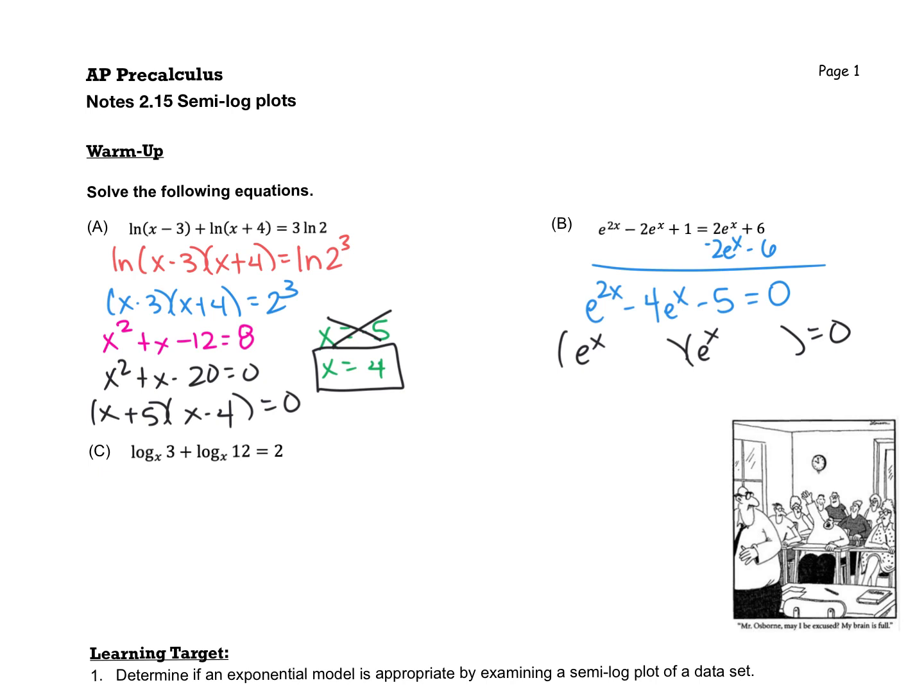And let's figure out the factors we need. What would multiply to negative 5 but add to negative 4? Negative 5 and positive 1. Okay, good job. So there's that exponential equation in quadratic form, right? We're going to set both of those equal to 0, so we would have e to the x equals positive 5 and e to the x equals negative 1. Okay.